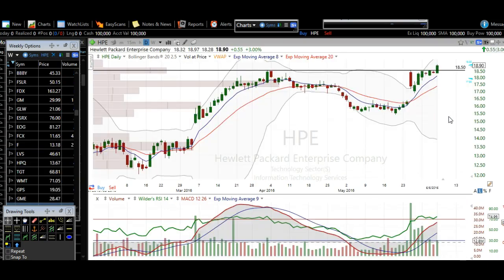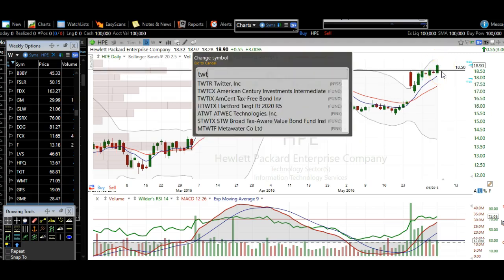Next, I want to look at Hewlett Packard. We broke over this resistance here at 18.50. We've got a touch here, here, here, here, here, and this is bullish right here. We had a gap up outside of the Bollinger Band, so no surprise that we saw some consolidation. And then we come up here, rejection, rejection, and then broke over it right here. So I definitely think that Hewlett-Packard heads higher from here.